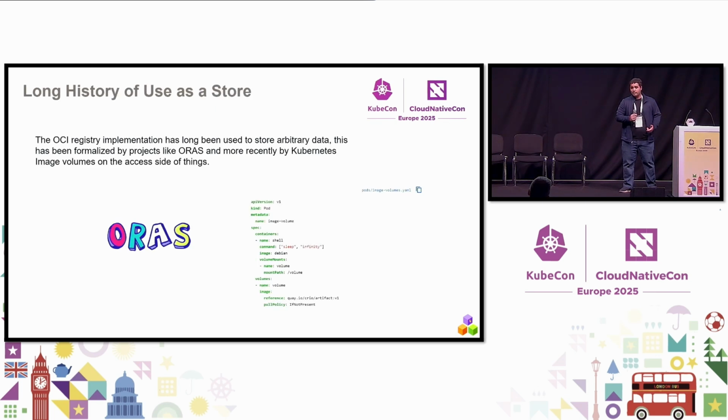Now, has this been done before? To some extent. There's actually a long history of using OCI images to store arbitrary data. The ORAS project, for example, formalized this at some point by defining how you can put any sort of arbitrary data into an OCI artifact. We also have image volumes, of course, as the presentation has been talking about, which allow you to actually load container images into a file system on the Kubernetes side of things. Okay.